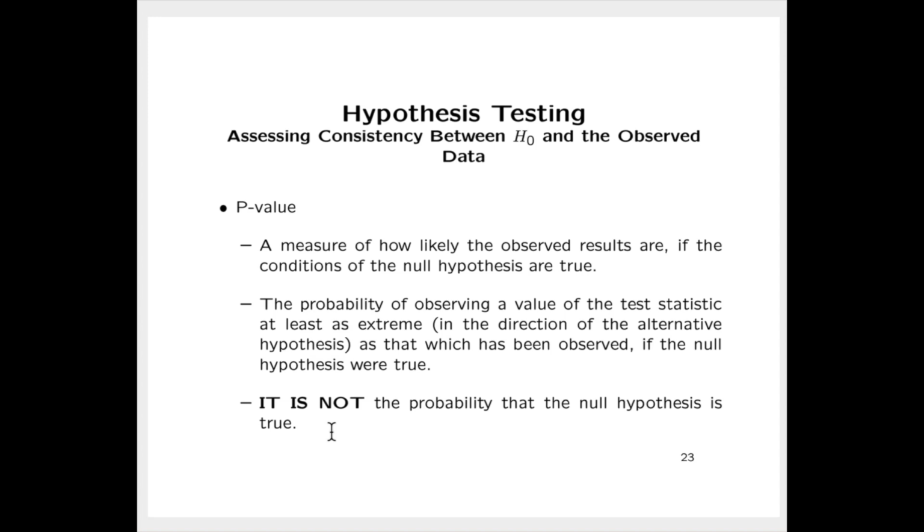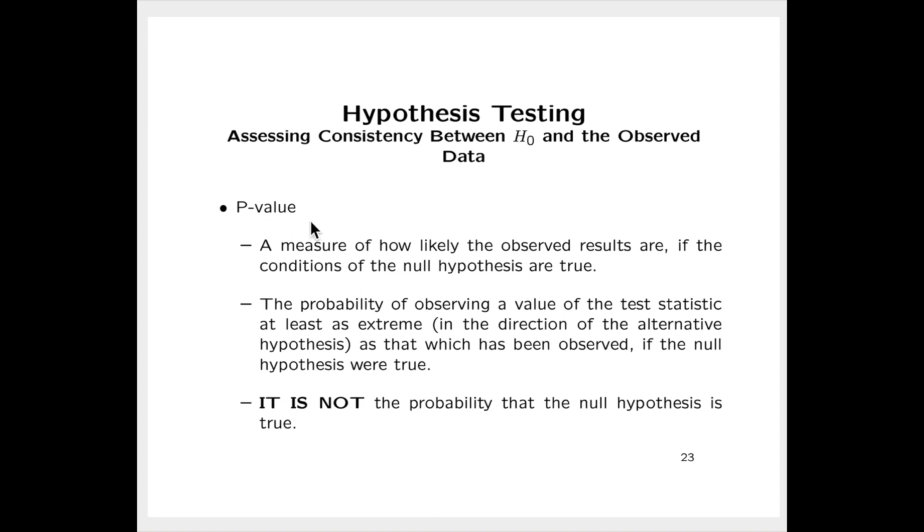That itself is a conditional probability, but it's conditioning the other way, all right? So it's conditioning in a manner that's inconsistent. That's not wrong, but it's not consistent with how the p-value is defined. So don't confuse the p-value with this conditional probability right here. The p-value is defined in this way: the probability of observing a value of the test statistic at least as extreme as that which has been observed if the null hypothesis is in fact true.